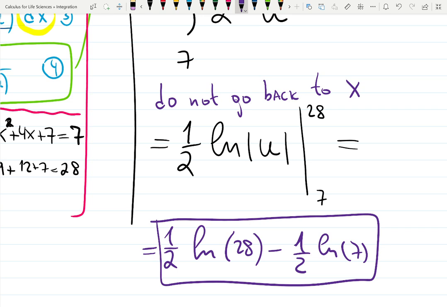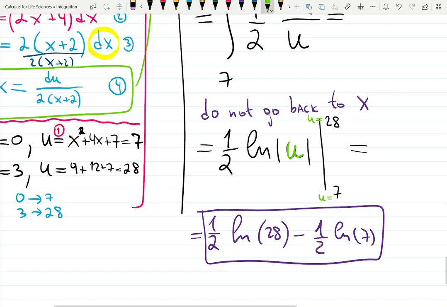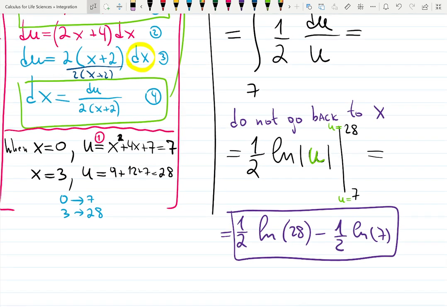Just make sure that everything matches. If this is u, these guys also should be in terms of u. That is important. So the answer is a number. It's a positive number, by the way.